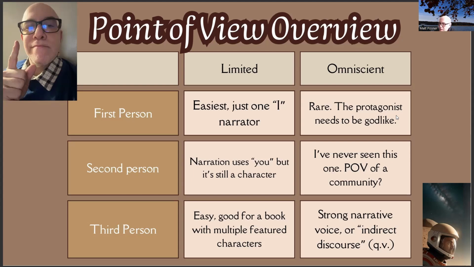Third person limited is easy. It's good for a book with multiple featured characters. It's what you use if you want to switch from one character to another between chapters, and some genres really like this. Third person omniscient has a strong narrative voice. You can also use a technique called indirect discourse, which is going to be explained in a little while in this video.